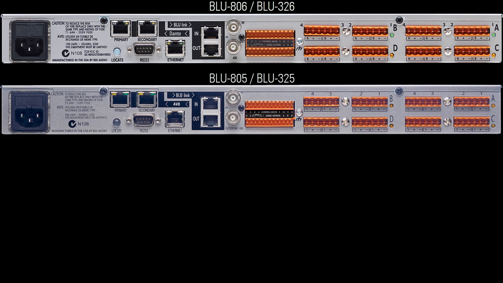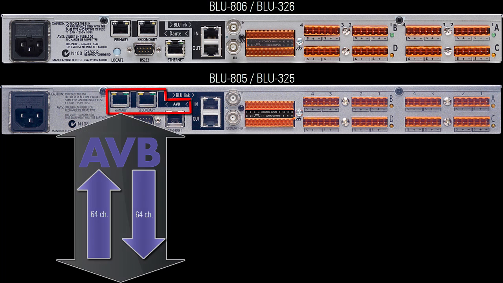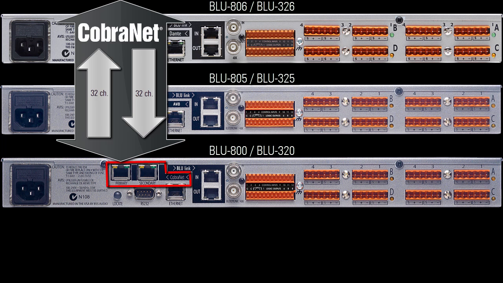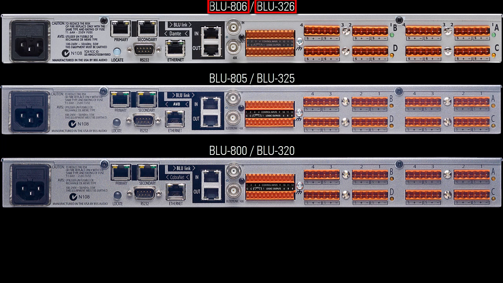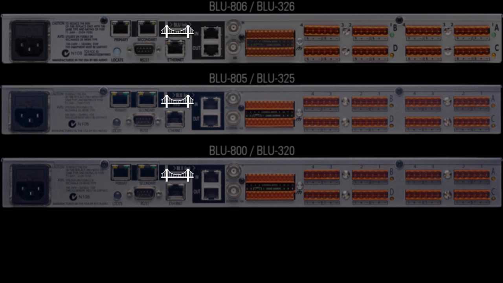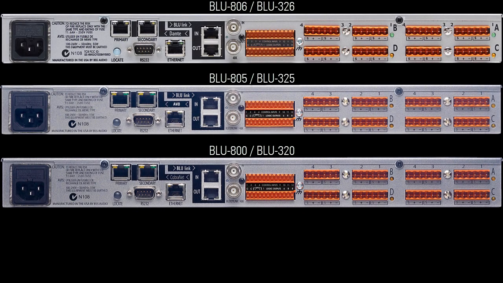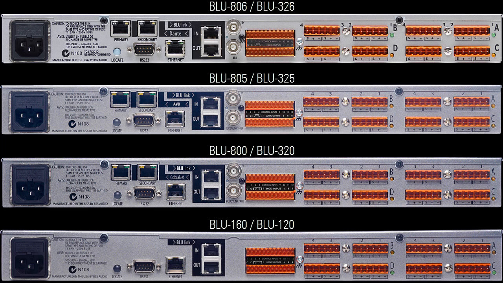On the BLU 805 and BLU 325, instead of Dante ports, these are AVB ports. Otherwise, everything else is identical. And on the BLU 800 and BLU 320, these are CobraNet ports, and again, everything else is identical. All 6 of these devices have the ability to bridge between BLU Link and another Ethernet-based audio transport. The BLU 160 and BLU 120 are also identical, except they have no ports here. They rely solely on BLU Link for audio transport.